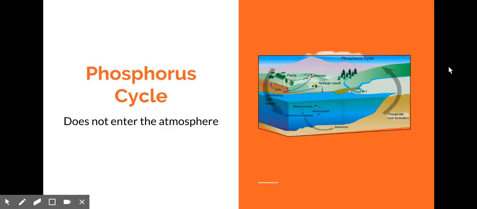And then lastly is the phosphorus cycle. The only sphere it doesn't enter is the atmosphere. So you'll notice in the picture above, those arrows never enter the atmosphere. It stays within the water, the living things, and the ground. It never enters the atmosphere.